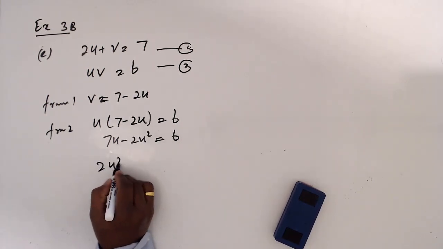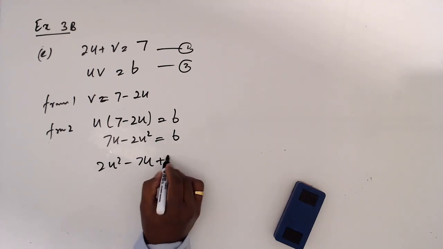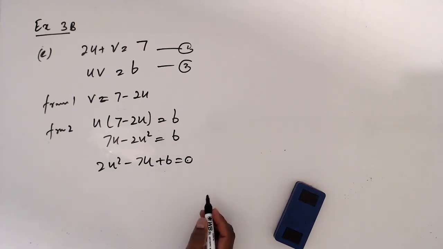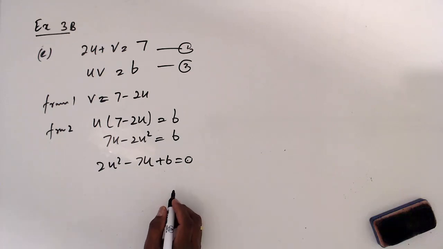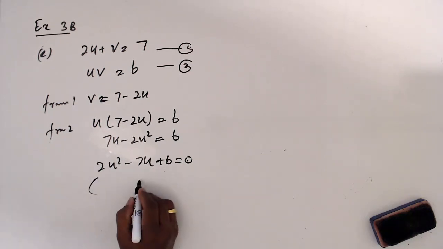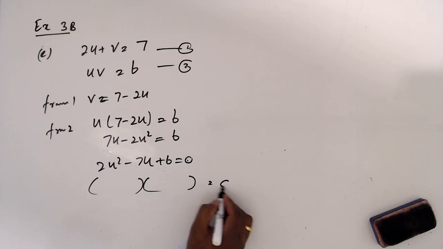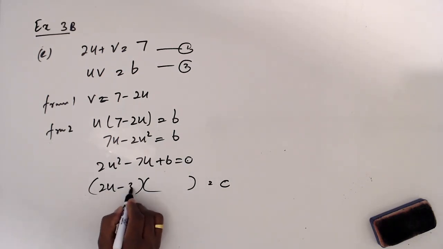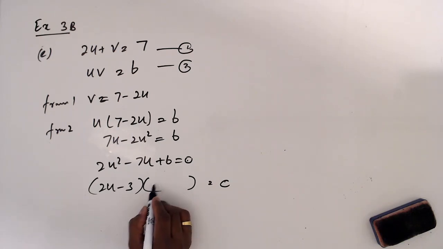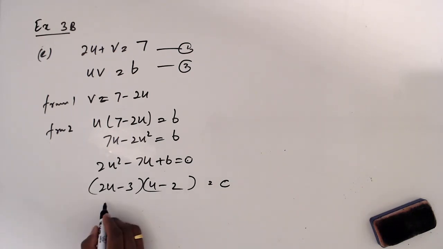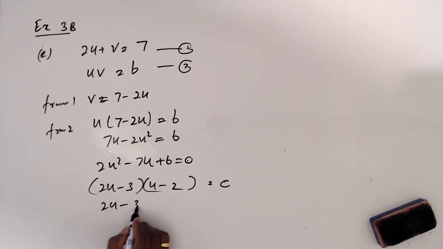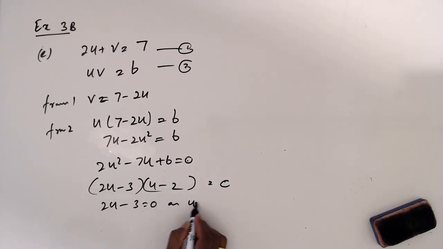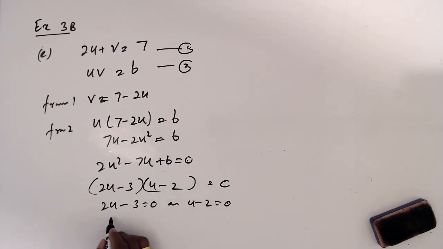Then 2u squared minus 7u plus 6 equals 0. We can bracket out this: (2u minus 3) and (u minus 2). Then 2u minus 3 equals 0 or u minus 2 equals 0. So u equals 3 over 2 or u equals 2.